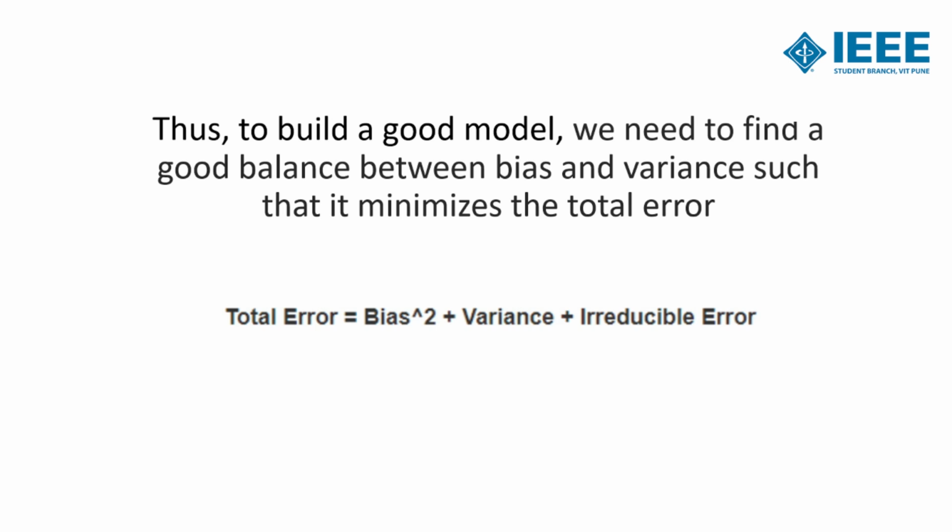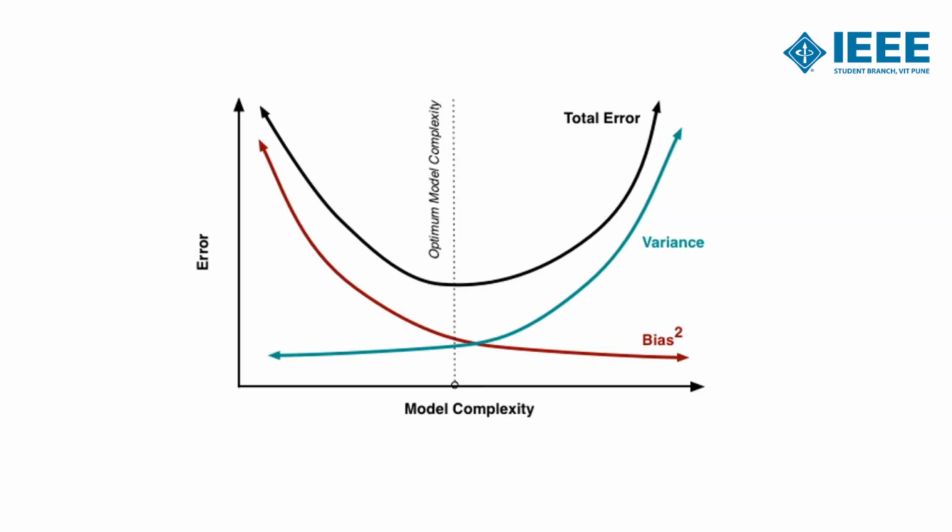Total error can be expressed as the sum of bias squared, variance, and irreducible error. So this is the graph of model complexity versus the error. We see that the total error is minimum where we have an optimum model complexity and there is a balance between the bias and the variance terms. So that's it about the bias variance trade-off.